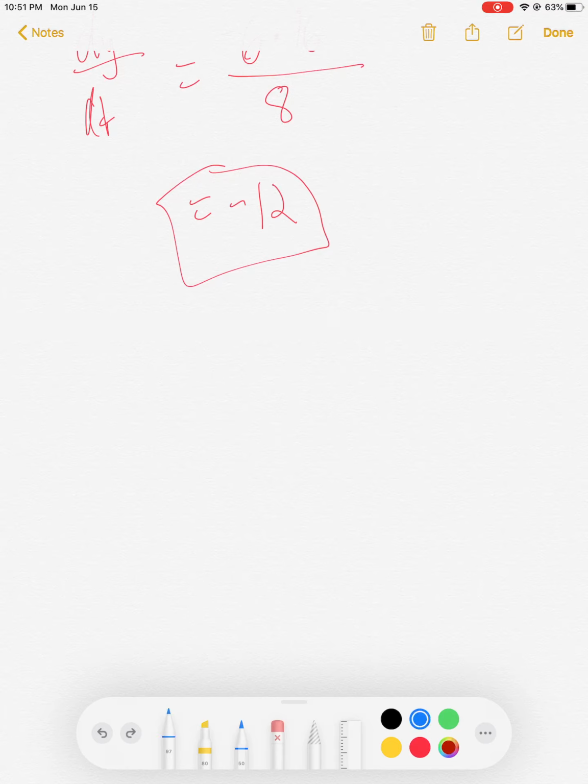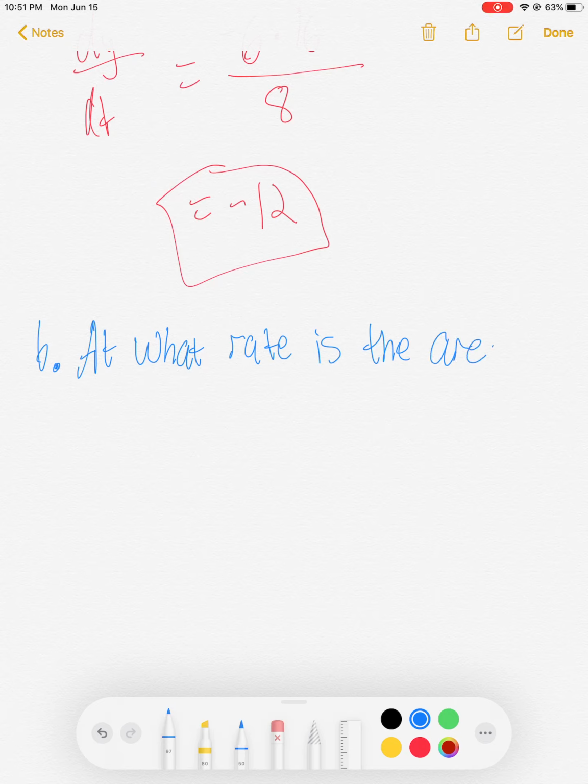And if we look at our picture real quick, it does make sense that dy/dt should be negative, because as time goes on, this height is getting shorter, right? This ladder is getting closer and closer to the ground. So the height is getting smaller, meaning that it's decreasing. So it makes sense that dy/dt is negative. Okay.